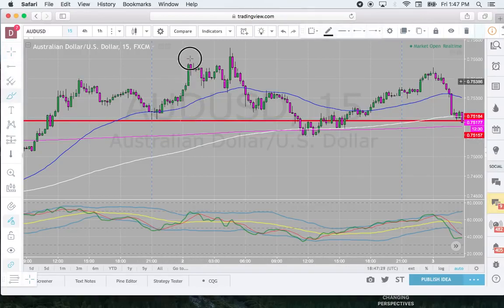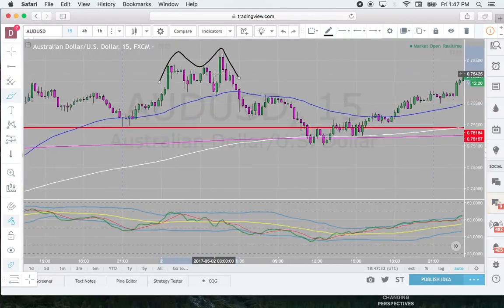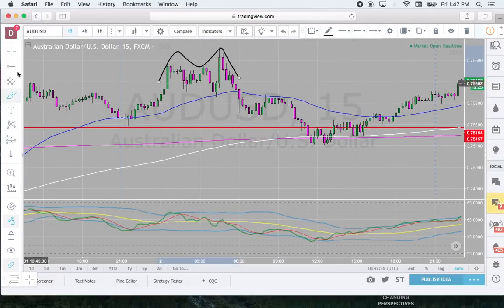Okay, you can see here is a big M. You can see divergence on the TDI.